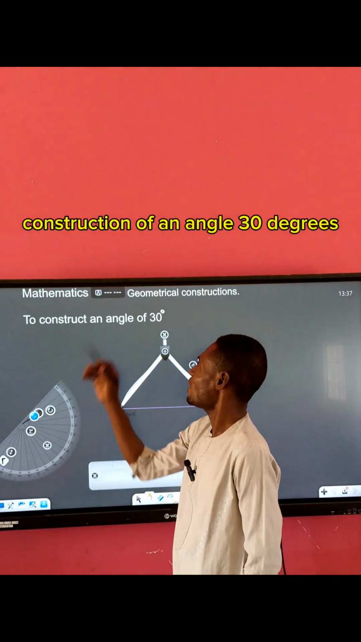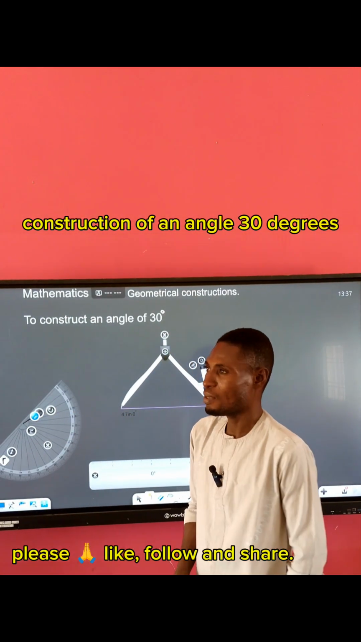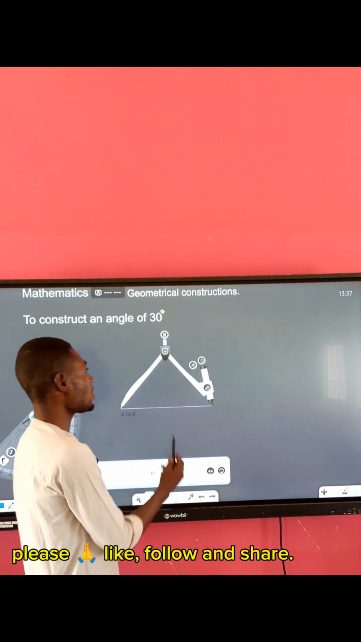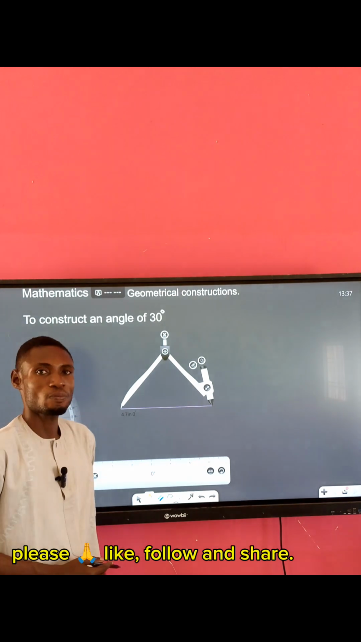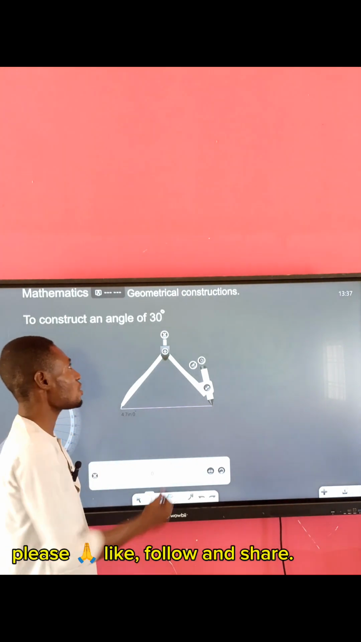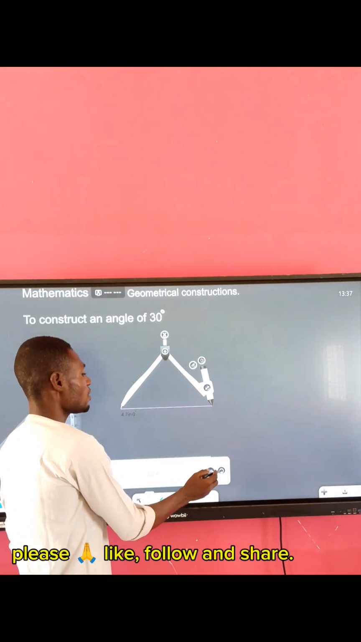Today we want to construct an angle of 30 degrees. That is half of 60 degrees. So we have our ruler here, we have our compass and protractor. So the first thing we are going to do is construct an angle of 60 degrees, for us to get 30 degrees. So we now get our straight line here.